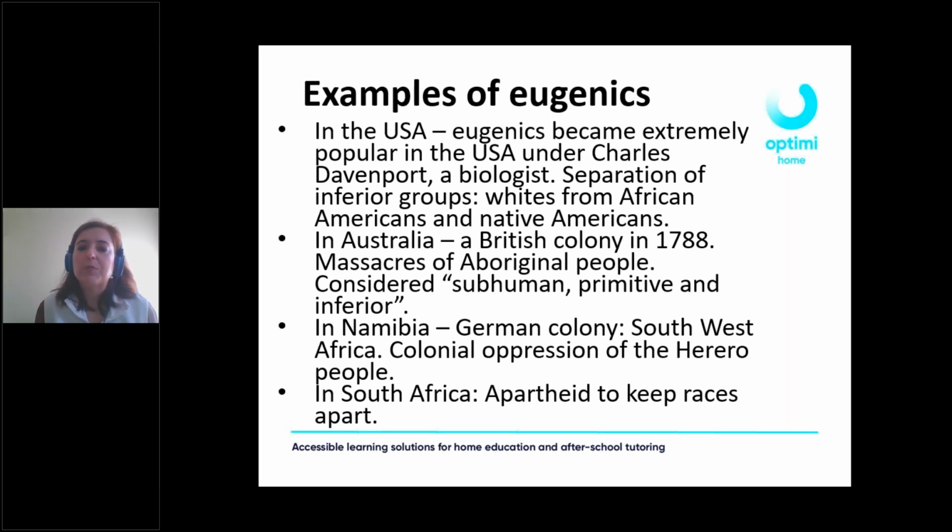In Australia, Australia was a British colony in 1788. And they started basically this colony by sending a lot of prisoners to this island to be away from normal society. But as the colony started to grow, then obviously they met with the indigenous people of Australia, the Aborigine people, and they started to massacre the Aborigine people. And these people were also considered as being subhuman, primitive, and inferior. And later on in the 1900s, they would implement a lot of policies that would also discriminate against the Aborigine people as such.